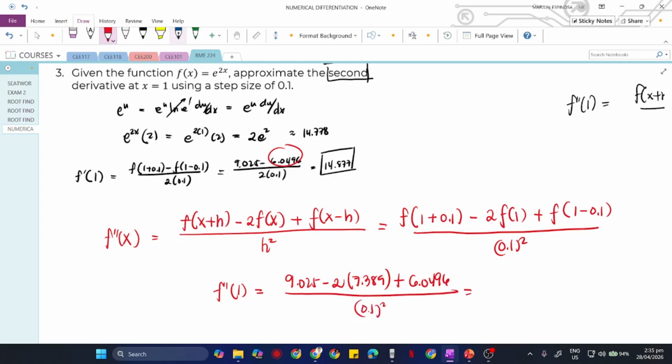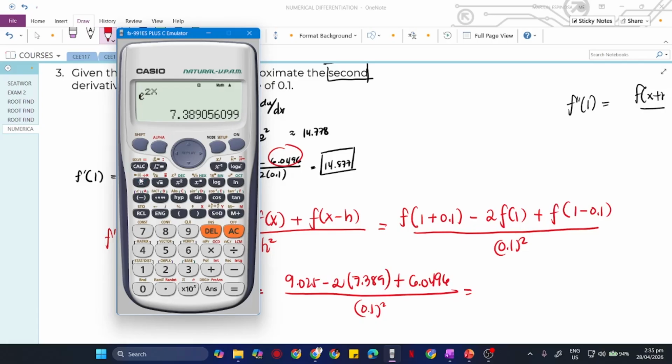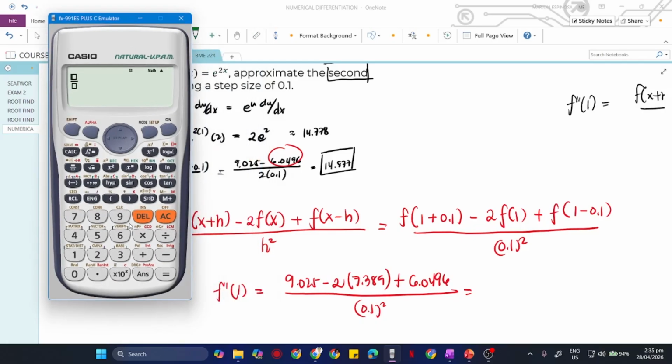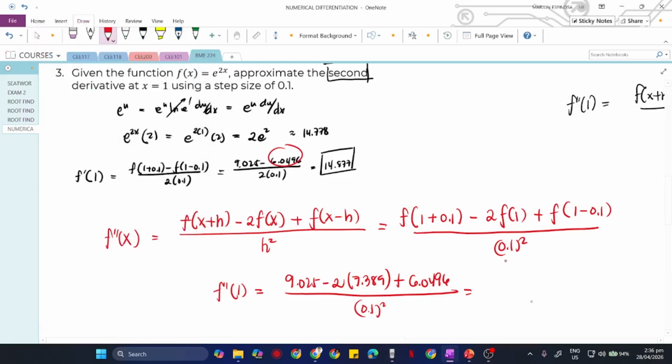Kung ipa-plug in nyo to sa calculator nyo, so you get 9.025 minus 2 times 7.389, plus 6.0496 all over 0.1 squared. So, yung makukuha nating sagot is 29.66. Okay? So, yan yung sagot dito.